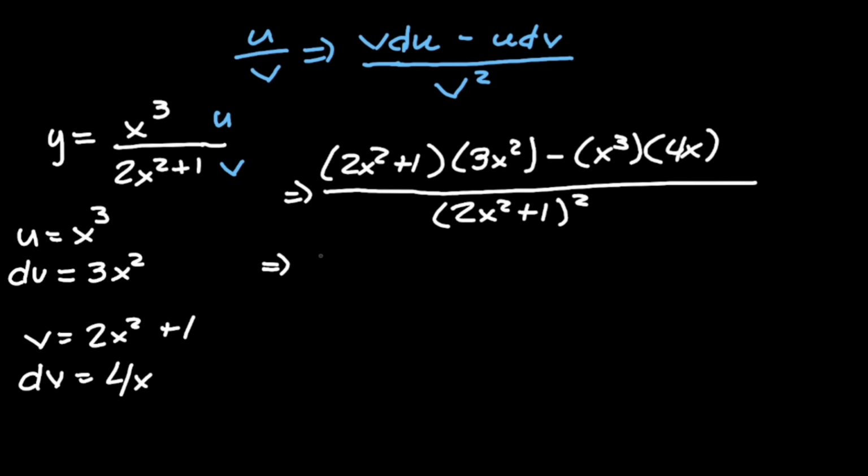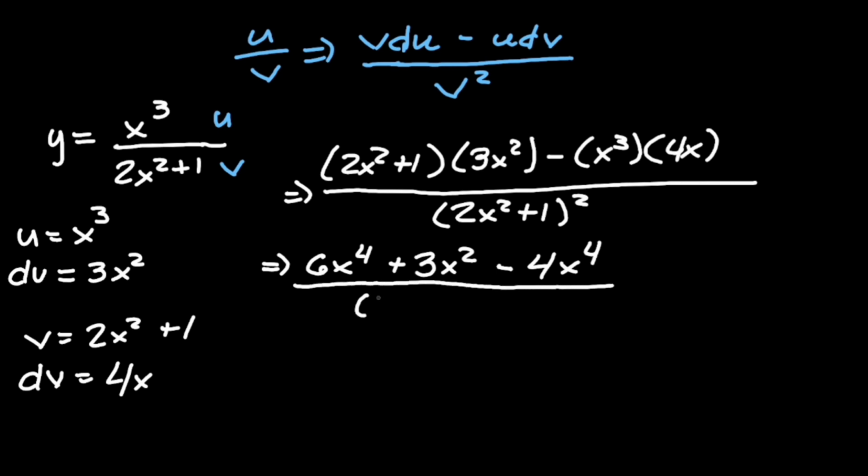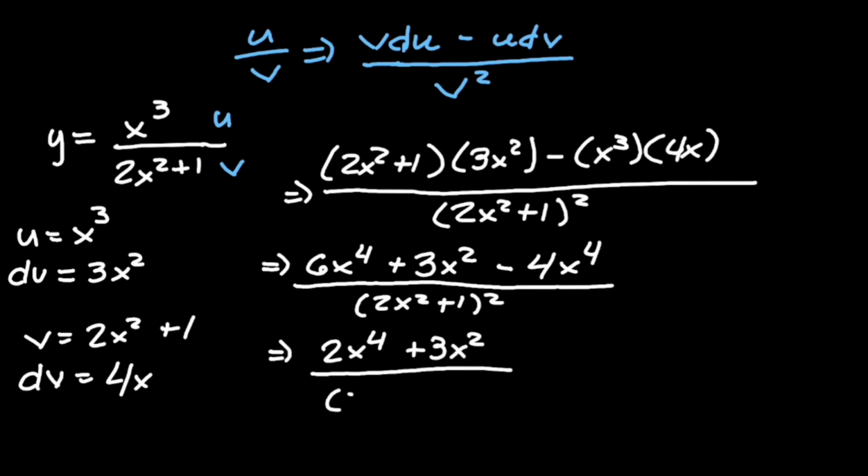Simplify this, you will get 6x raised to the power of 4 plus 3x squared minus 4x raised to the power of 4 over 2x squared plus 1 raised to the power of 2. Simplify this even more and you will get 2x raised to the power of 4 plus 3x squared over 2x squared plus 1 raised to the power of 2.